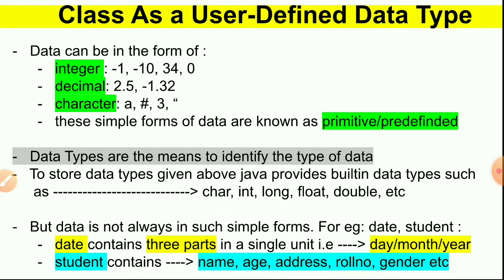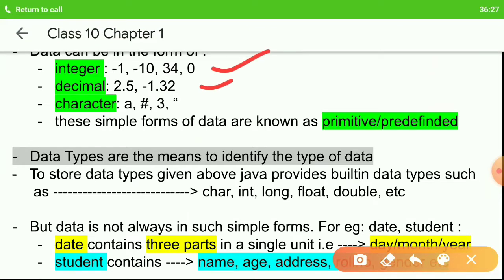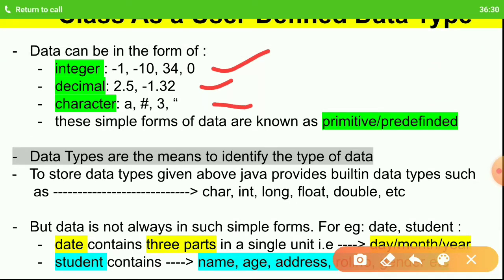So there are certain categories of data which are already built in a programming language. Okay. For example, integer, decimal, character. Okay. These kinds of data are already built in Java language. Okay. For storing an integer value, you need an integer variable. For storing a decimal value, you need a float or a double kind of variable. For storing a character, you need a char variable. Okay.